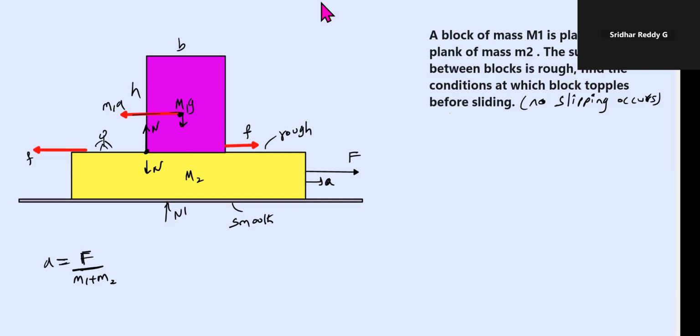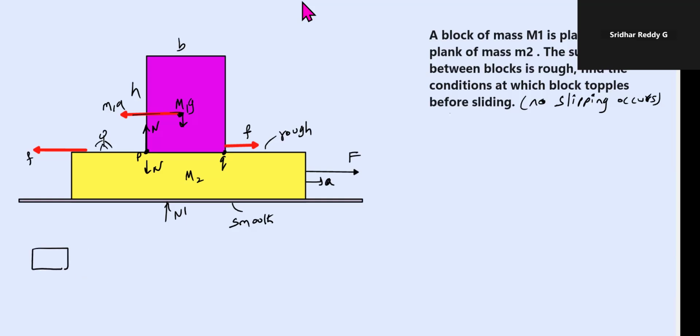Agreed, everyone? Okay, now there's a point P I'm choosing, and a point Q. I should discuss the toppling about P, not about Q, because they have a tendency to topple like this about P. Now we'll do one thing. For the maximum force for no slipping between the blocks, I'll discuss this separately first, then I'll come back to this one.